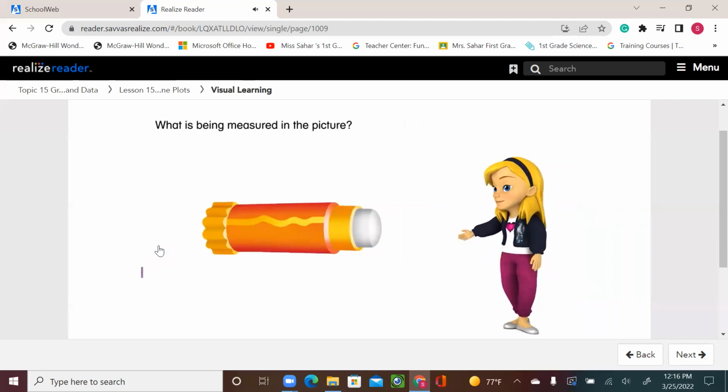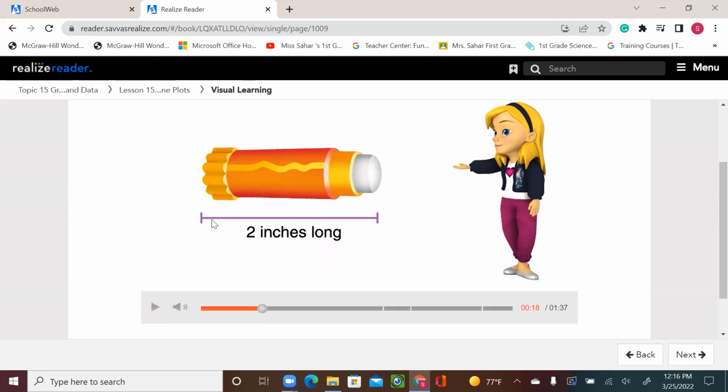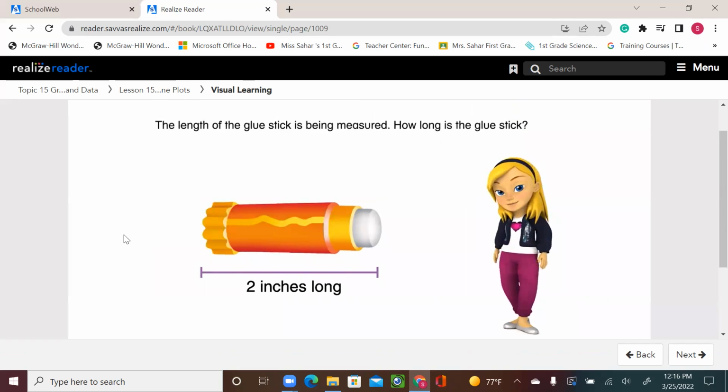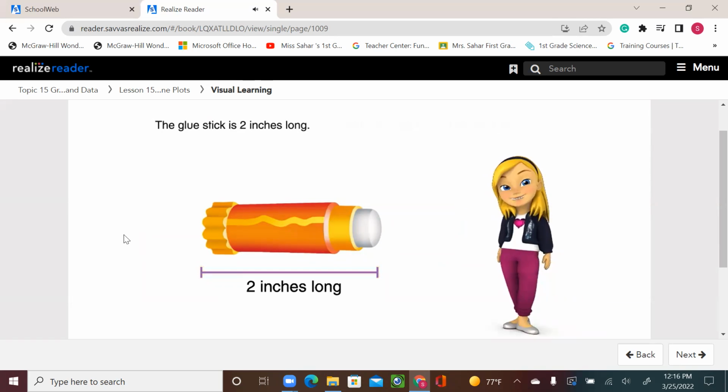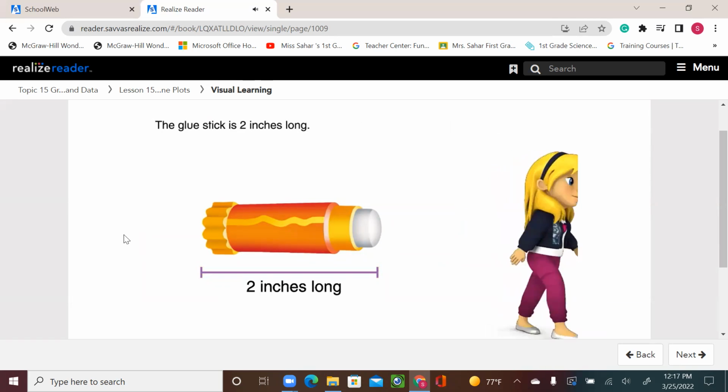What is being measured in the picture? We have a glue stick, and as we see, the measurements show that it's 2 inches long. The length of the glue stick is being measured. How long is the glue stick? The glue stick is 2 inches long.